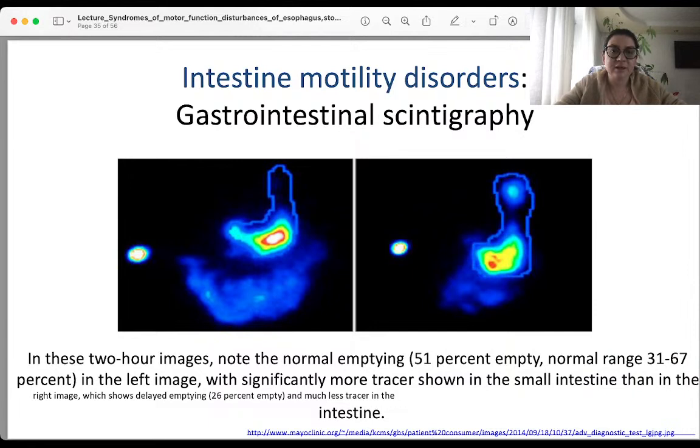Another method includes gastrointestinal scintigraphy. Here on the picture, in these 2 hour images, is not the normal emptying. It is nearly 51% emptied. The normal range is from 31 to 67%. In the left image, we see significantly more tracer in the small intestine than in the right image, which shows delayed emptying. Here, just 26% emptied and much less tracer in the intestine.